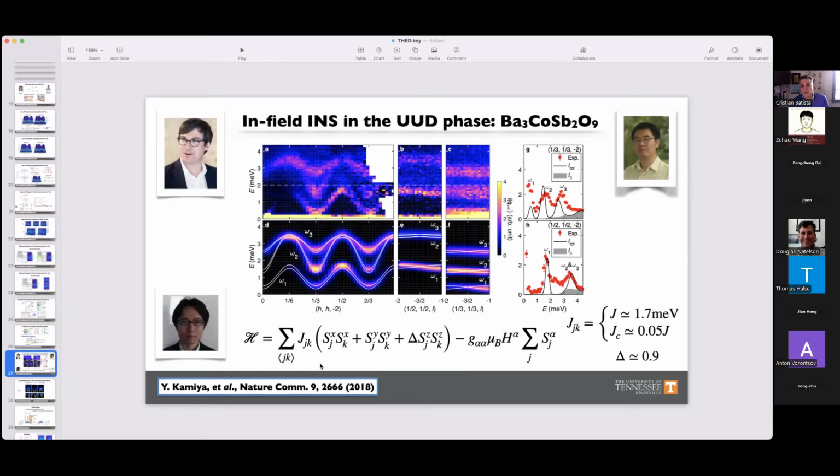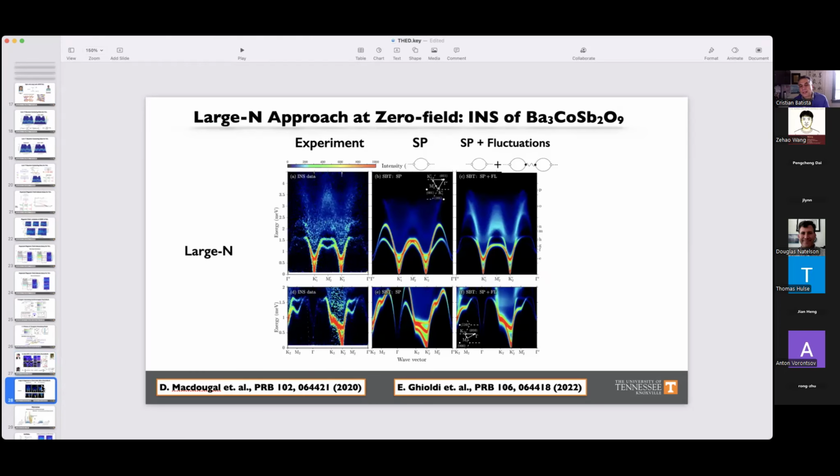So it's an antiferromagnet with a small easy plane anisotropy, right? So delta here is 0.9. And then the intra-layer interaction is 1.7 millielectronvolts, and the interlayer is 5%. And actually, triangular antiferromagnets are materials that at zero magnetic field are very non-classical. Actually, that's an example where the semiclassical approaches fail.